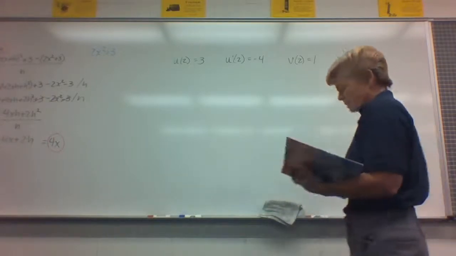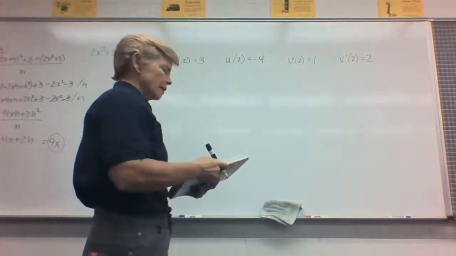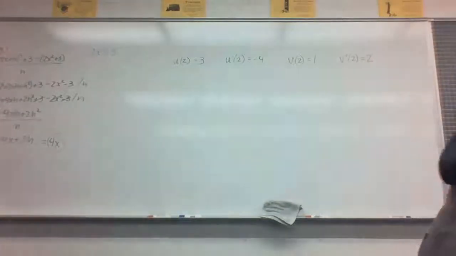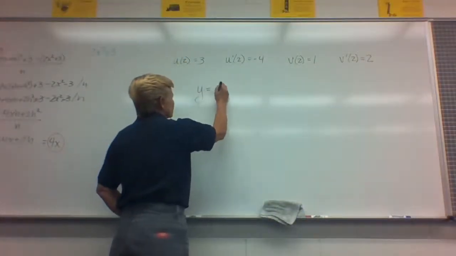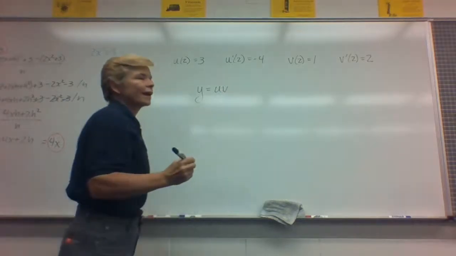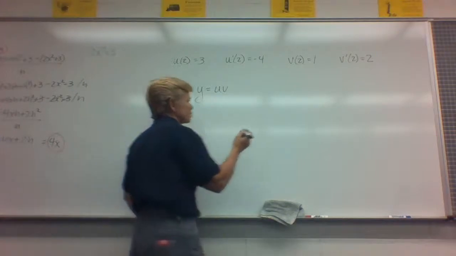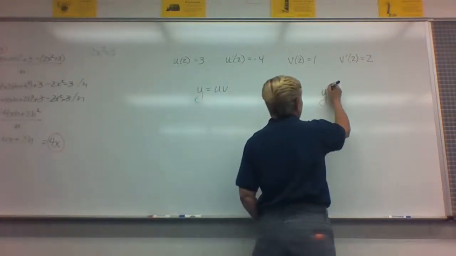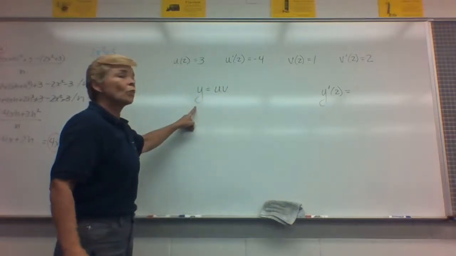The question is, find y prime of 2 if y is equal to u times v. Y equals u times v. We have to evaluate y prime at 2. That's what we want to finally do. We want to find out what y prime of 2 is, which means we need y prime.